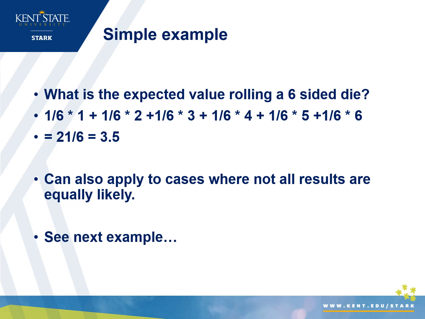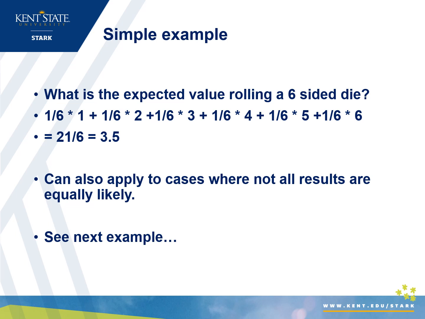So 1/6 is the odds of rolling a 1. So 1/6 times 1, plus 1/6 times 2, plus 1/6 times 3, plus 1/6 times 4, plus 1/6 times 5, plus 1/6 times 6. We do all of that arithmetic, and we come up with 21/6, which simplifies to 3.5.